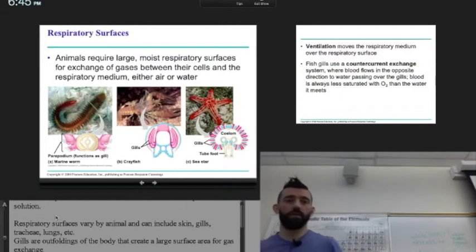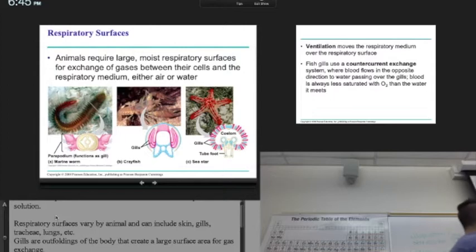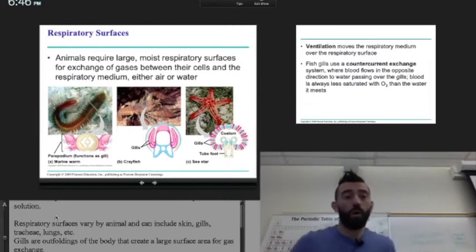Respiratory surfaces are always moist, by the way. They always have to be aqueous to allow plasma membranes to incorporate or diffuse out these gases. That's even true for terrestrial organisms like us. Our respiratory surfaces, the alveoli in our lungs, are wet.